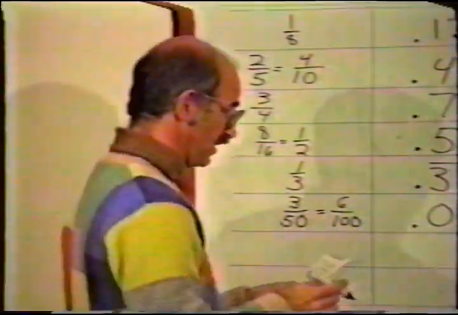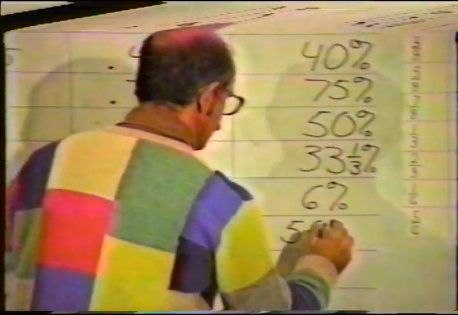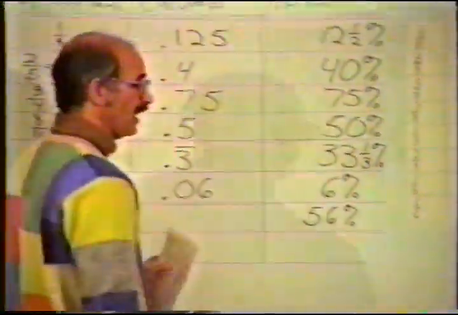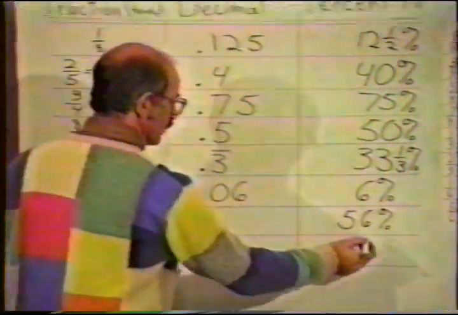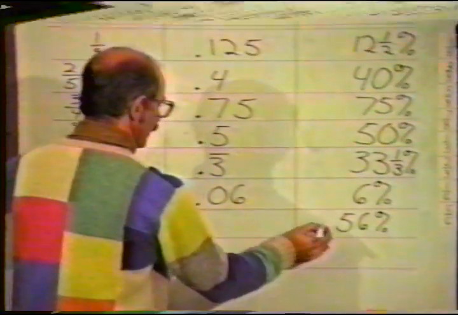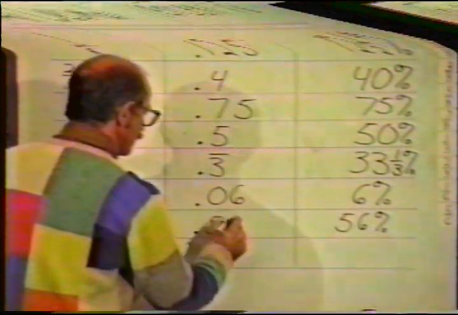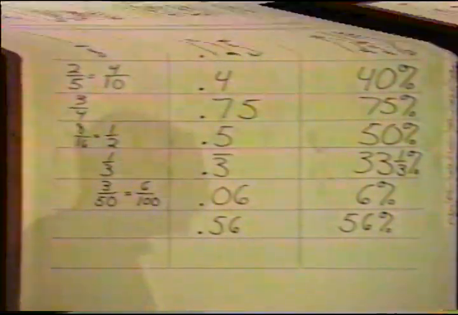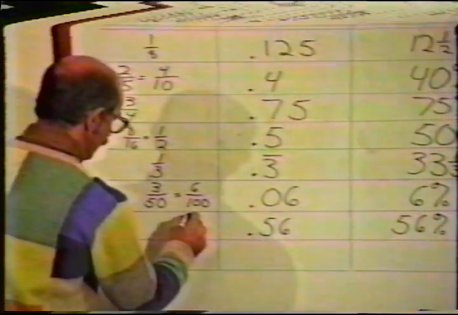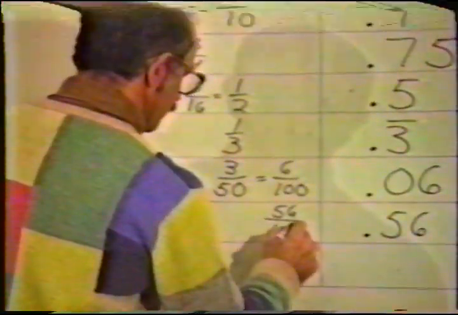3/50. The next one is 56%. Again, we have to change that to a decimal by going 2 places to the left, and we get 0.56. How do we read that? 56 hundredths. And I'll just write what you said, 56 hundredths.